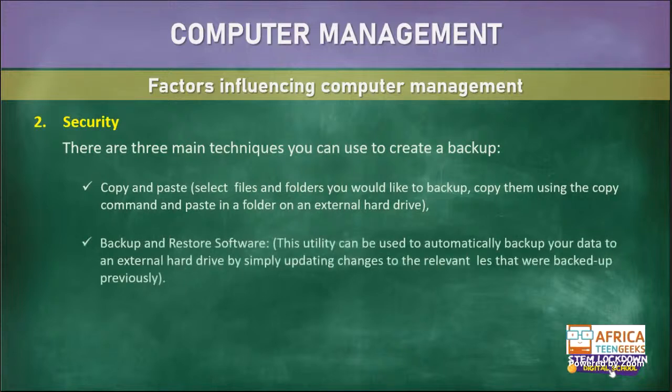Number two, using backup and restore software, which is a type of utility. When we dealt with software, we looked at utilities, and this is a type of utility that can be used to automatically back up your data to an external drive by simply updating changes to the relevant files that were backed up previously. So it looks at the files and then looks at what is missing, and then it simply adds that. It does not replace the whole file. So when you are backing up, it only adds what is missing.